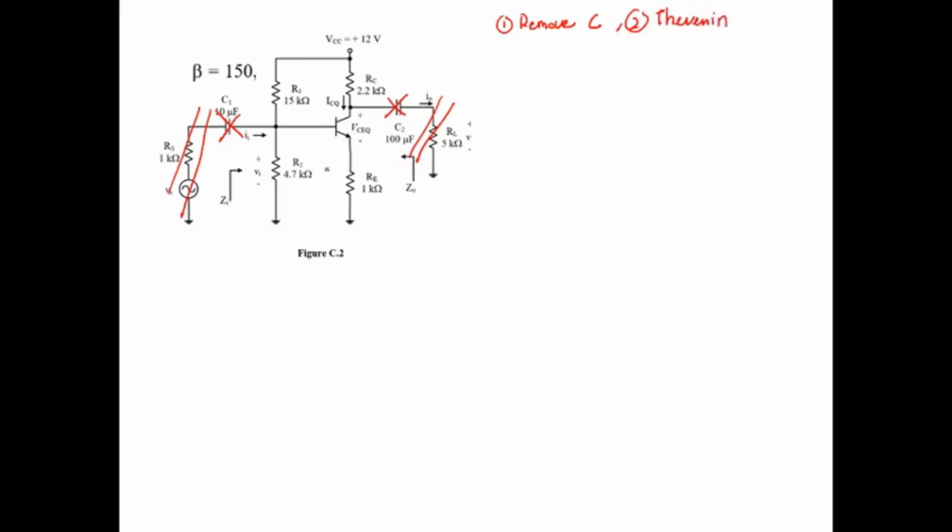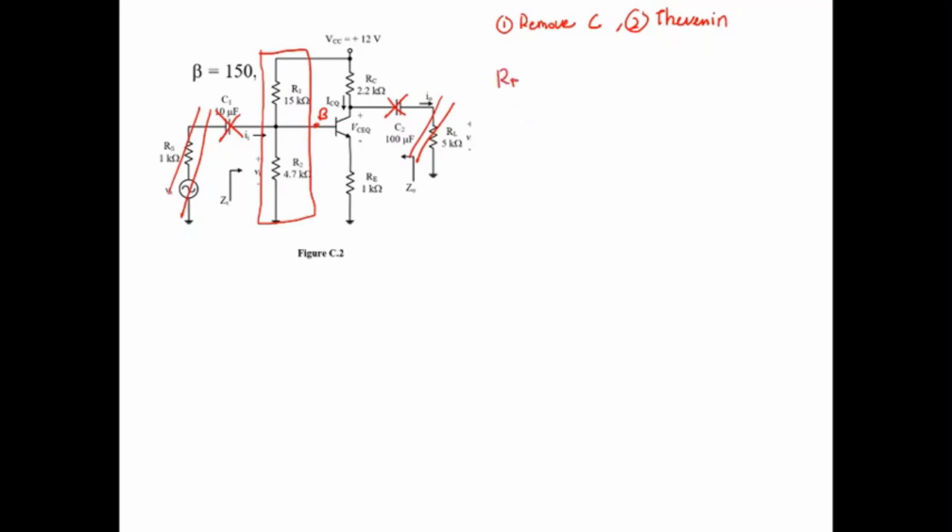So why do you need to do the Thevenin? Because this bias circuit is a voltage divider configuration, so you need to simplify the resistor network connected to the base. So this is the base, the resistor network connected to the base. For Thevenin, you need to calculate two parameters.